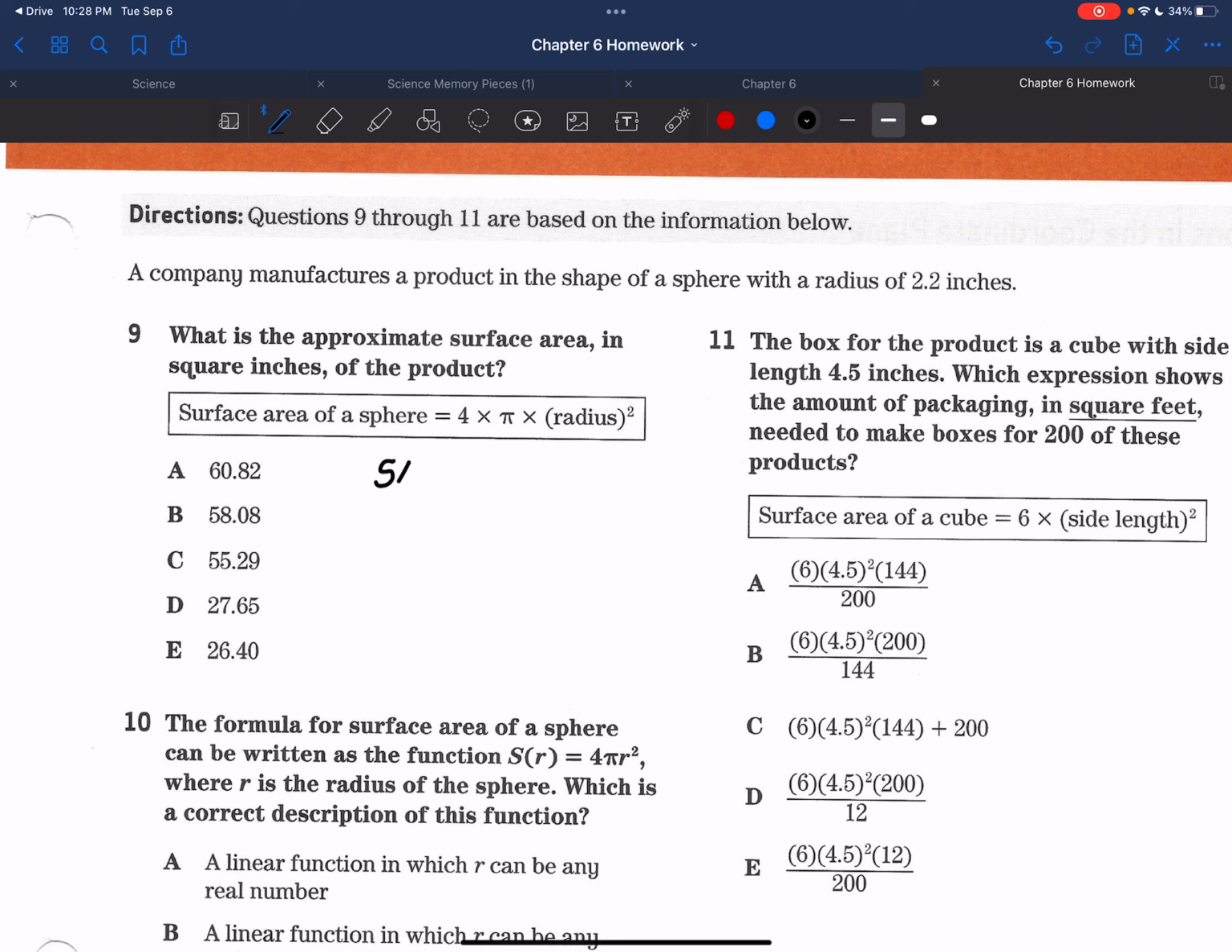The surface area of a sphere is 4 times pi times the radius squared. So we are going to find the surface area of a sphere when the radius is 2.2.